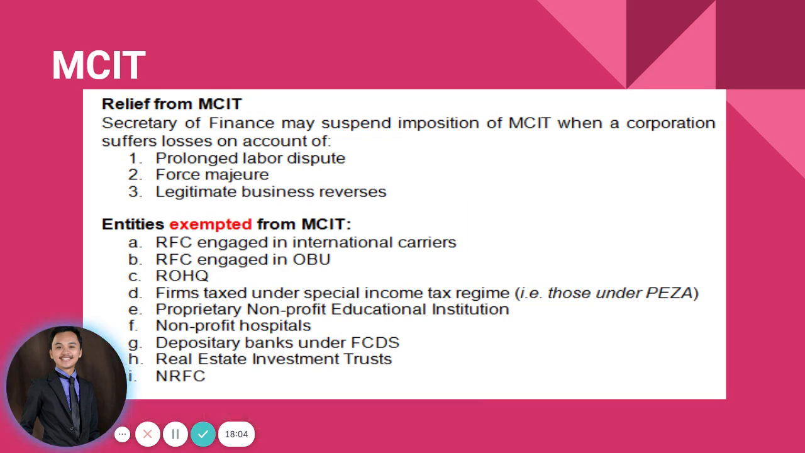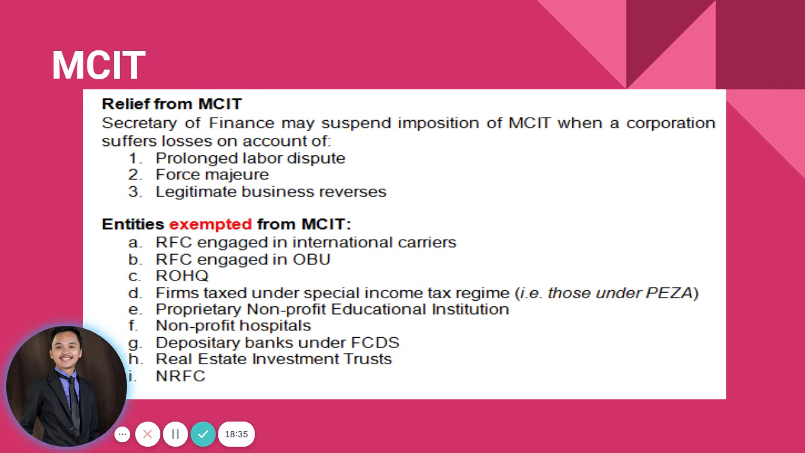Now, we have relief from MCIT. It's the Secretary of Finance who has the power to suspend the imposition of MCIT. They can suspend the imposition of MCIT when a corporation suffers losses on account of 3 possible scenarios. First, prolonged labor disputes, force majeure, or legitimate business reverses. So that means they cannot employ MCIT.